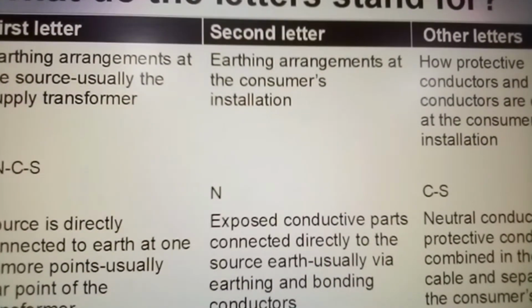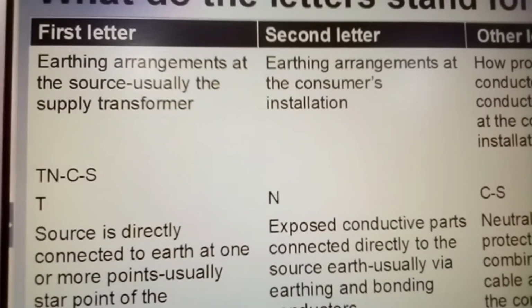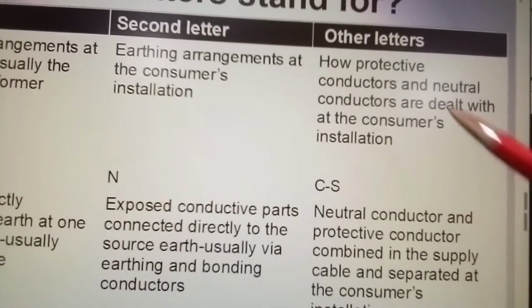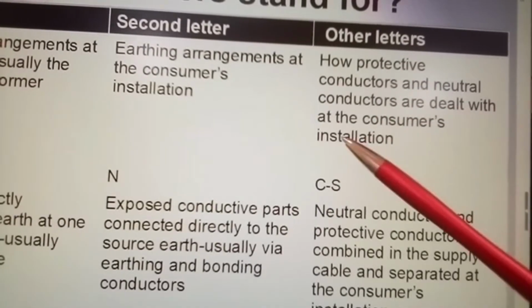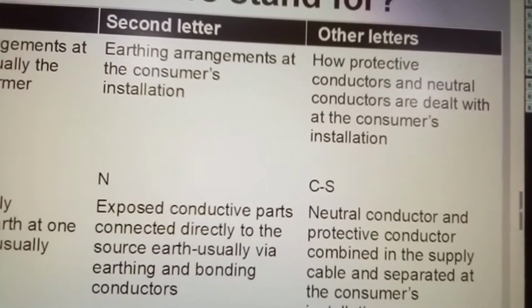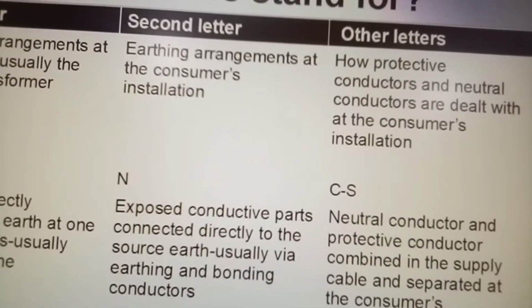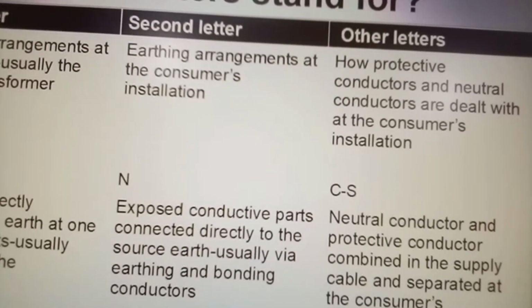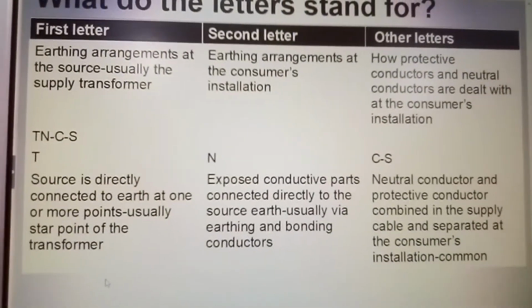Just so we can bring that up for you. Move across and bring that up also for you. Other letters: how protective conductors and neutral conductors are dealt with at the consumer installation. So CS: neutral conductor and protective conductor combined in the supply cable and separated at the consumer's installation. Sorry about that. So let's just pull back, make sure we can get everything in view.